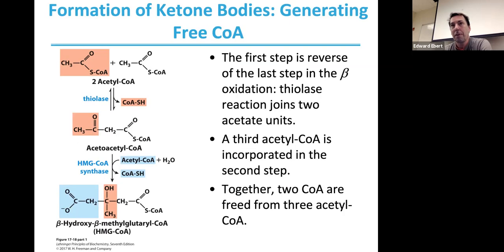Reversing the original process? Yes, so in beta oxidation, you just cleave off 2 carbons at a time. Here, we're going to take 2 acetyl-CoA groups and bring them together to make a 4-carbon unit and free up one of those coenzyme A's.